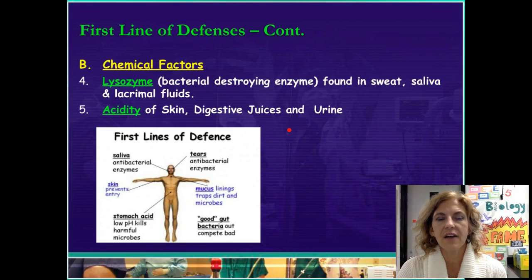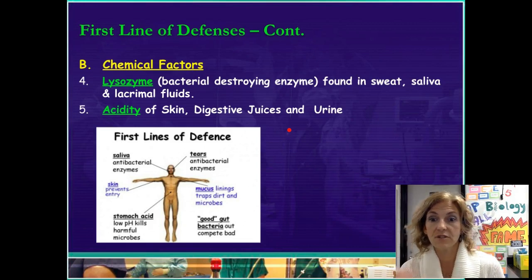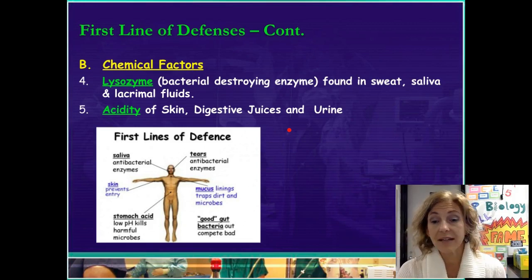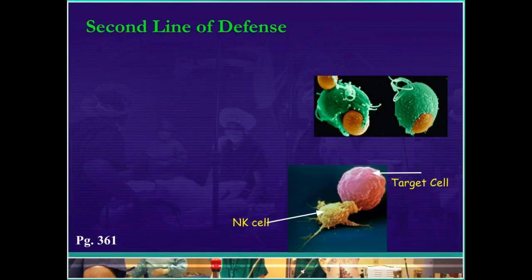Also, the acidity of our skin, our digestive juices in your stomach, and your urine. Much too acidic for the enzymes that function inside of bacteria. So if their enzymes aren't functioning, neither will any of their metabolic functions. So the first line, try to keep it from getting inside the body at all.